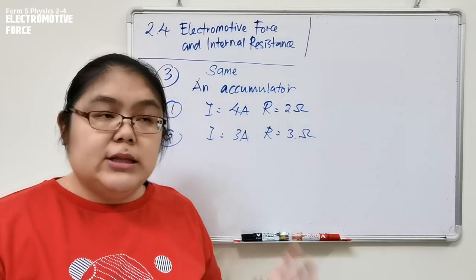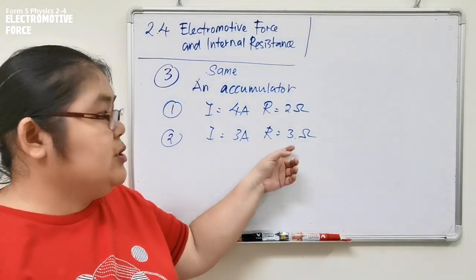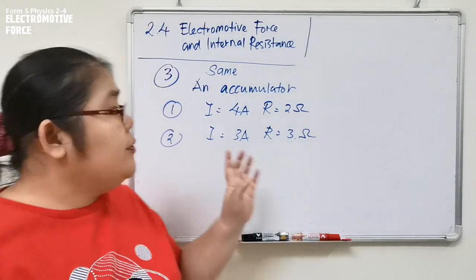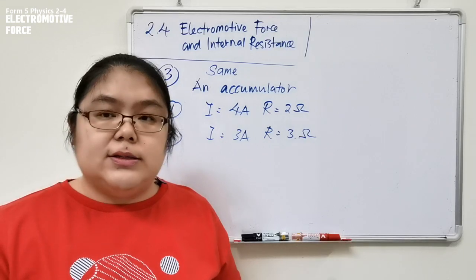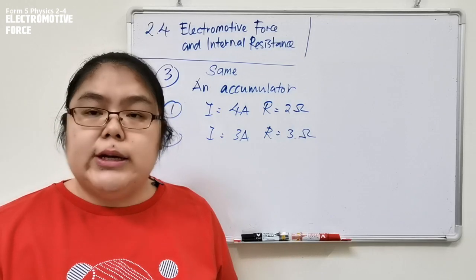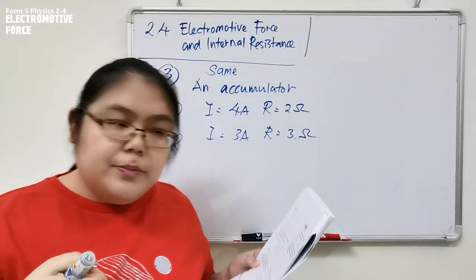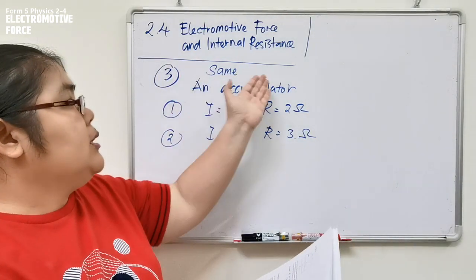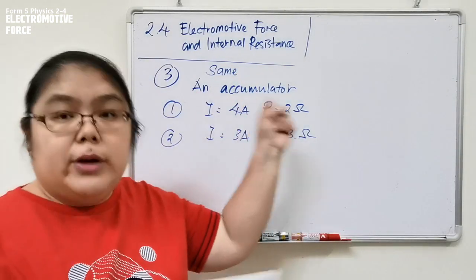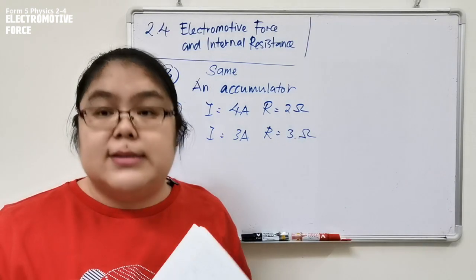If you're using an accumulator, that means the battery is already there and never changes. Maybe you change the resistor or the bulb: first a bulb, then later you use another bulb to test. So the internal resistance never changes because it is the same battery. Number 2, the EMF also never changes because you just plug out, take another bulb, then plug in. So the accumulator you want to test is the same. This is the keyword, same accumulator. It means the EMF and the internal resistance never change.